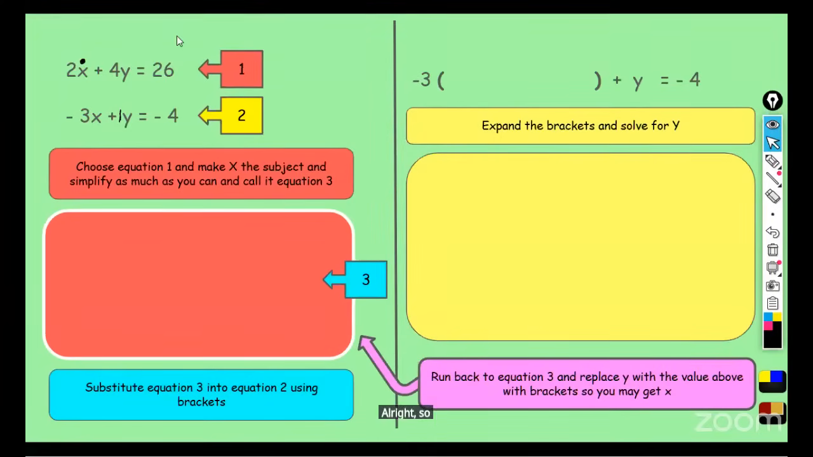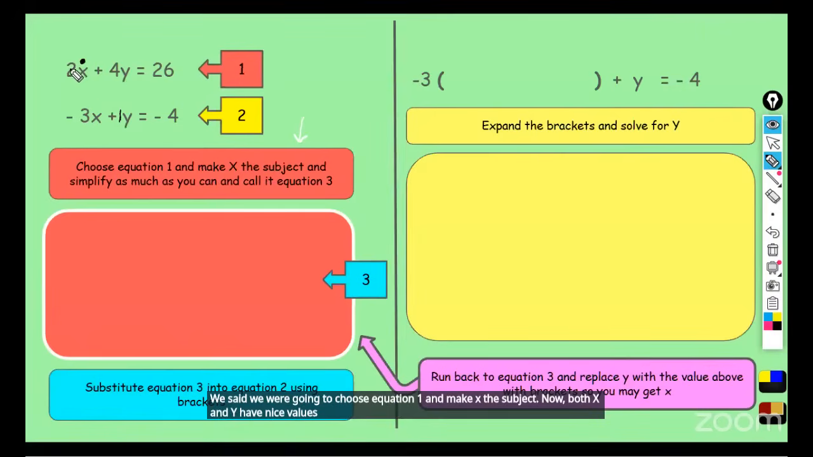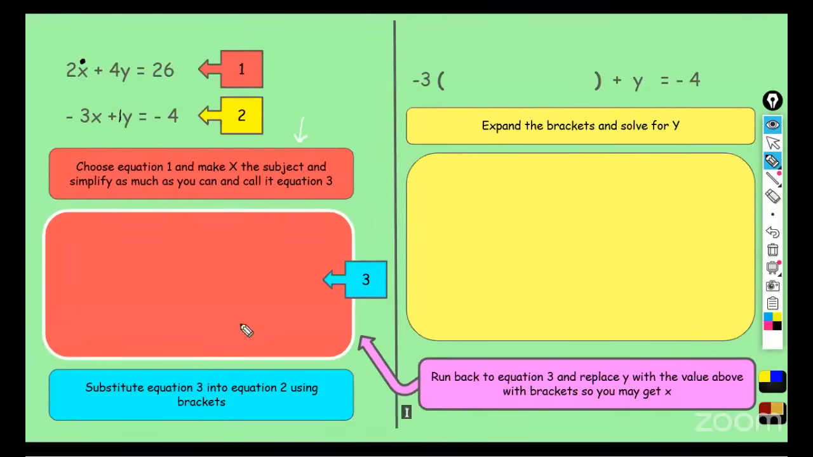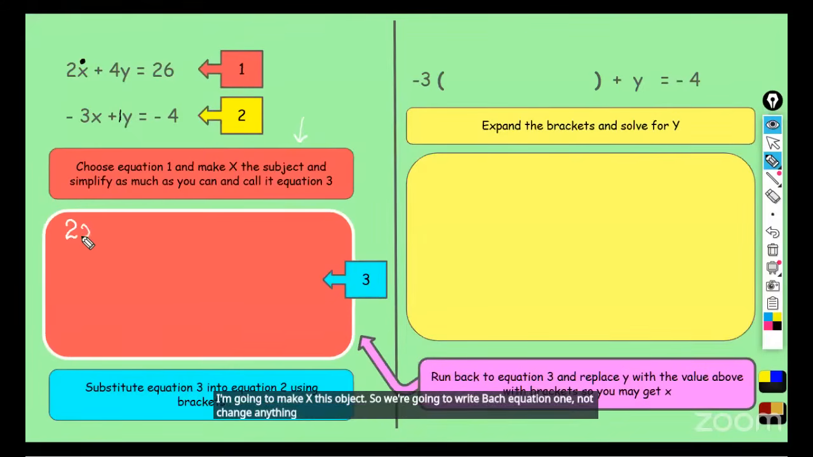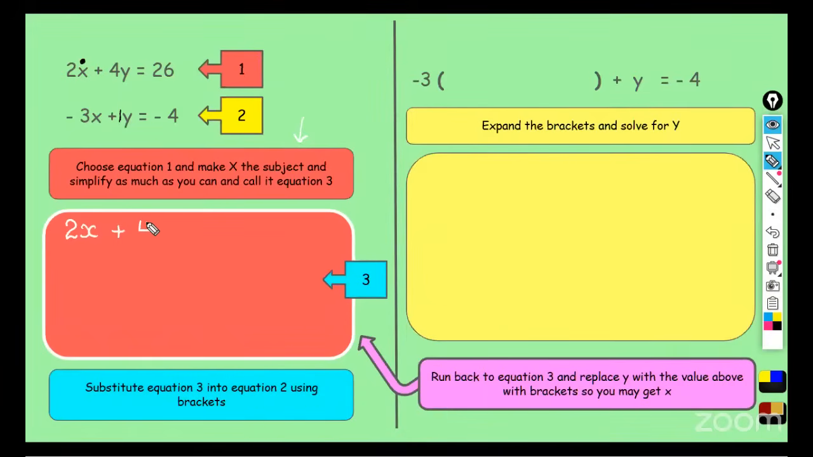All right, so I just want to make sure you have the first line correct. According to my notes here, we said we were going to choose equation 1 and make x the subject. Now both x and y have nice values touching them. 2 is a nice value, 4 is a nice value, right? But I'm going to make x the subject. So we're going to write back equation 1, not changing anything: 2x plus 4y is equal to 26. I haven't changed anything about equation 1.